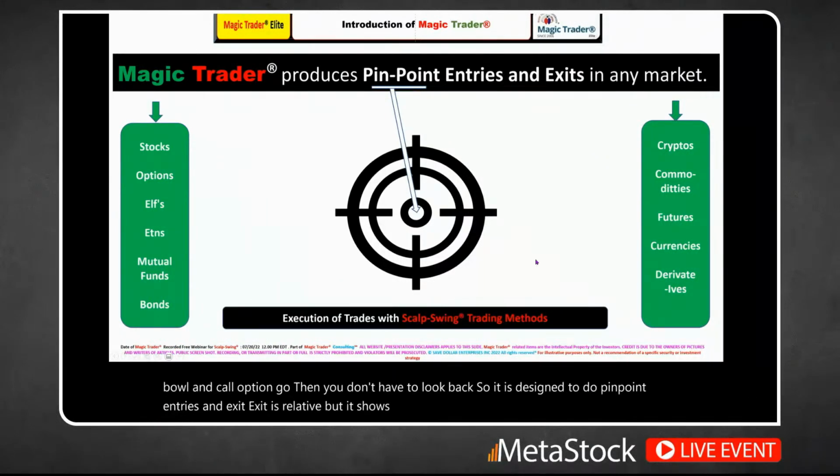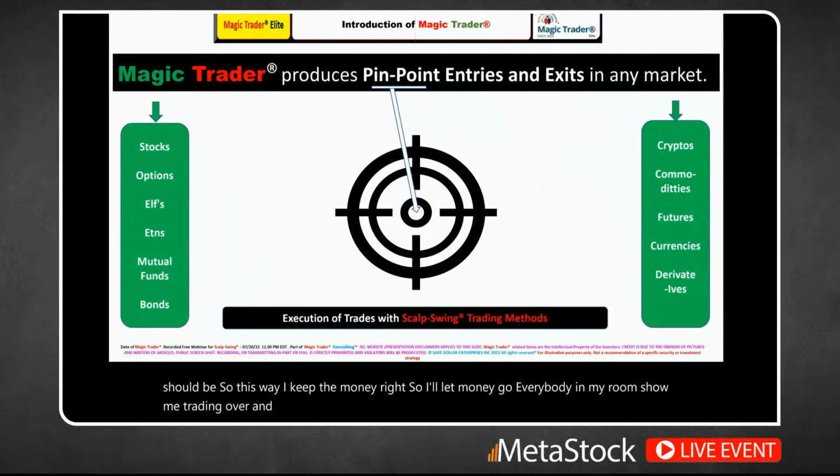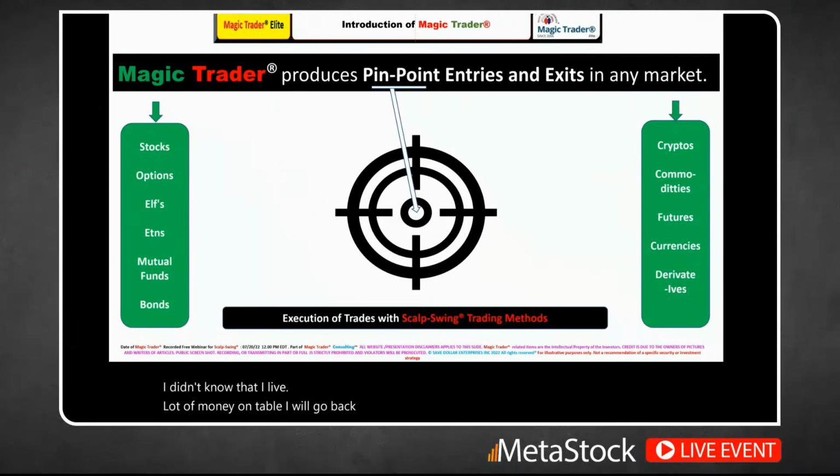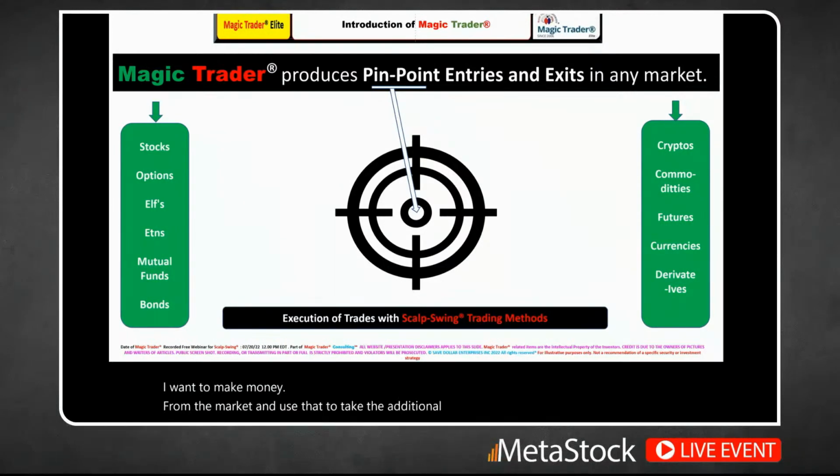And I like to take the exit earlier than it should be. So this way I keep the money, right? So I let money go. Everybody in my room shows me trades over and over again, right? They know that I leave a lot of money on the table. I will go back again, pull back when trade setups are there. But at least my theory is, okay, I want to make money from the market and use that to take the additional risk. That's my philosophy. So the market has to give me money to take more risk.